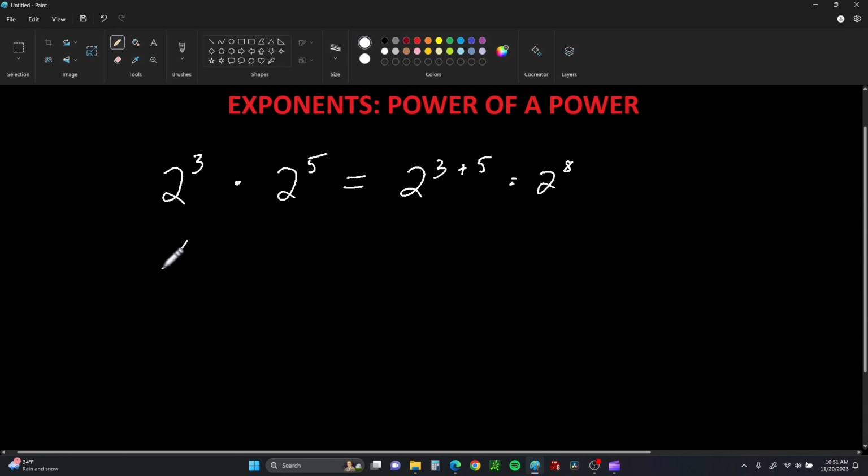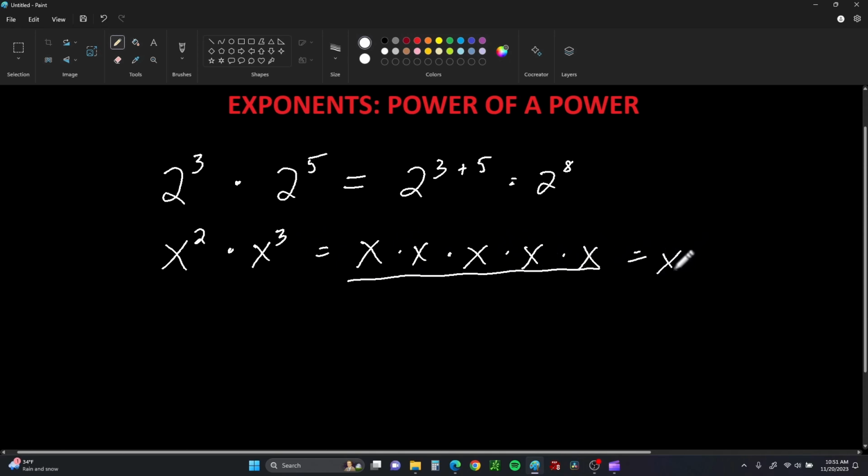To explain that, let's take a look at x squared times x to the third. What we have here is x squared, which is x times x, times x to the third, which is x times x times x. And this here is the expanded form for x to the fifth. What we did was we added the exponents.